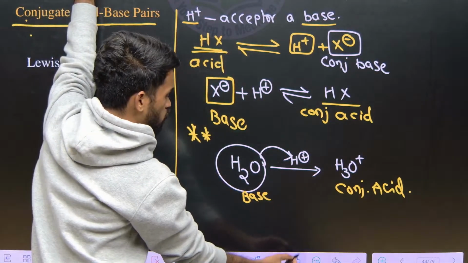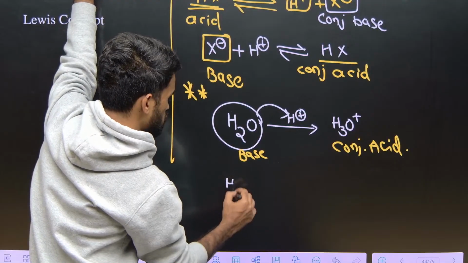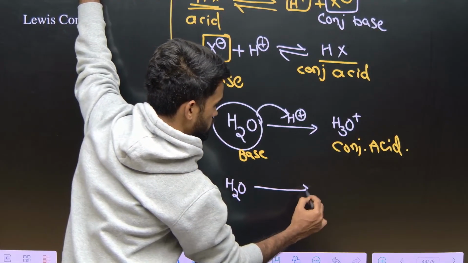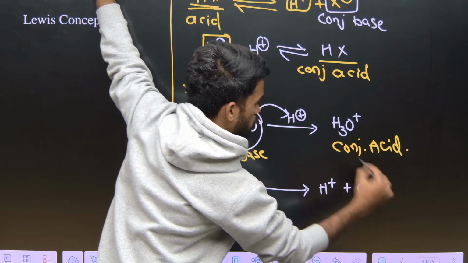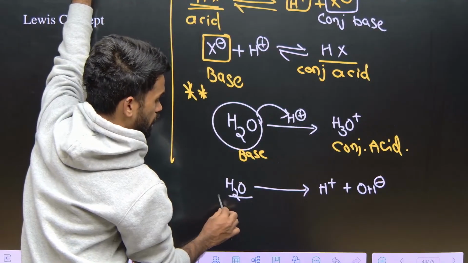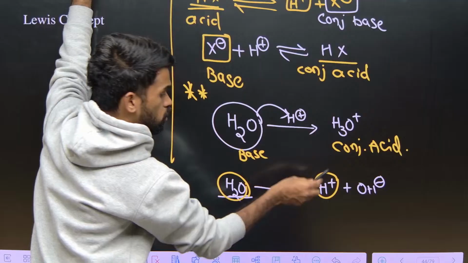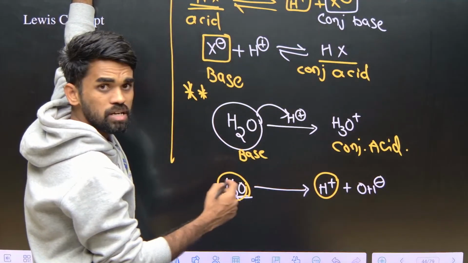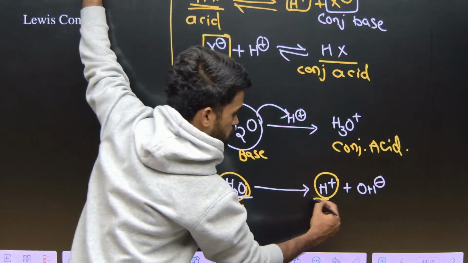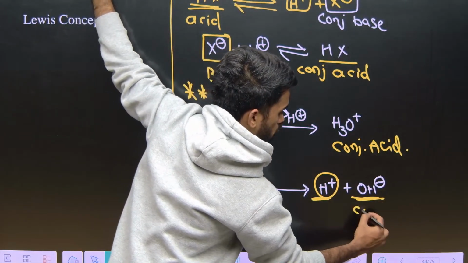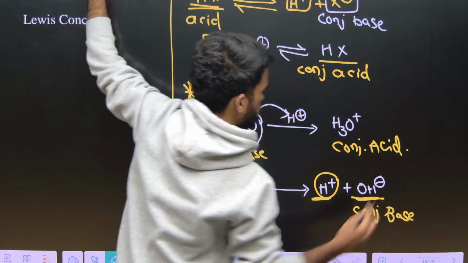Now the same water I am taking, but in this case I am representing the reaction in a different manner. I am saying H plus ion is released and OH minus ion is formed. So now our water is donating a proton, and a proton donor is called an acid, so this is called acid. After releasing the H plus ion, the negative part formed should be called the conjugate base. Okay, hope this is clear.